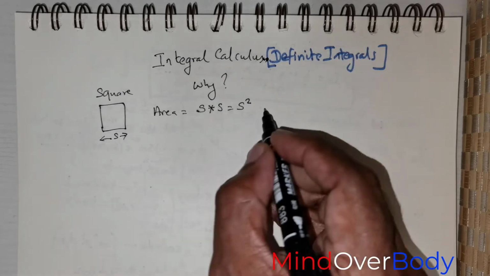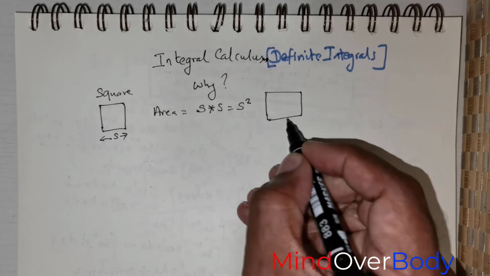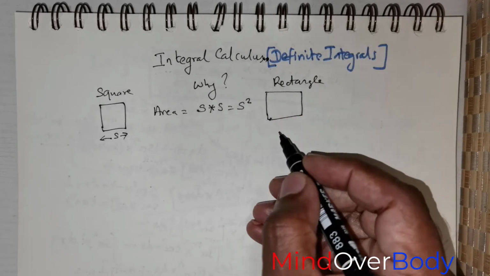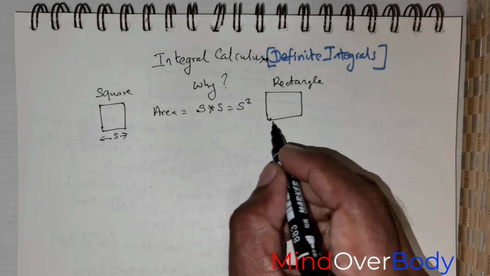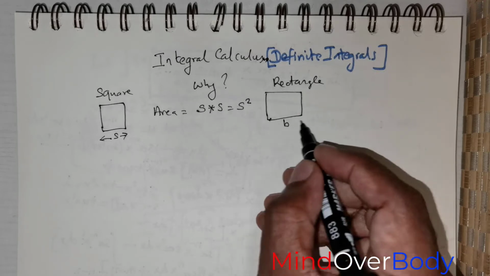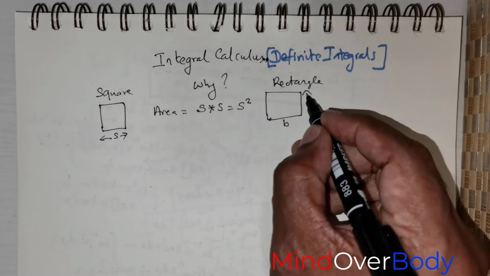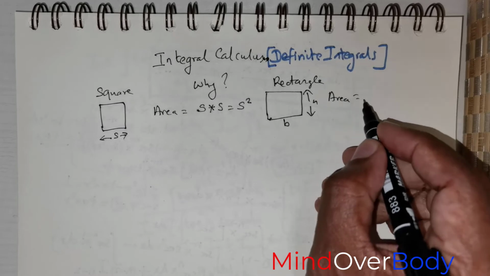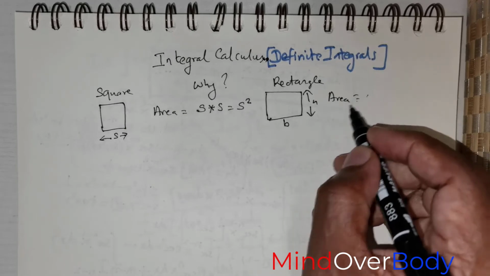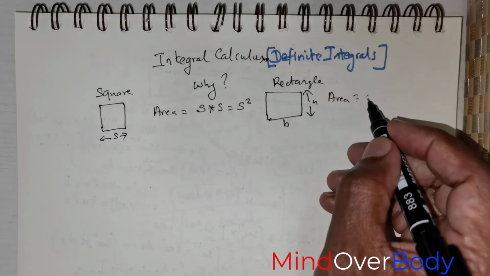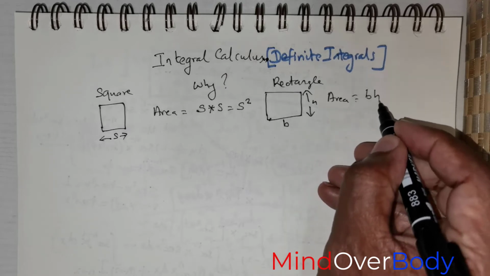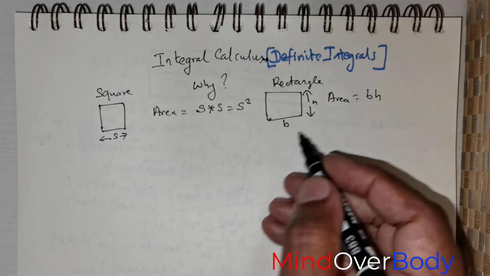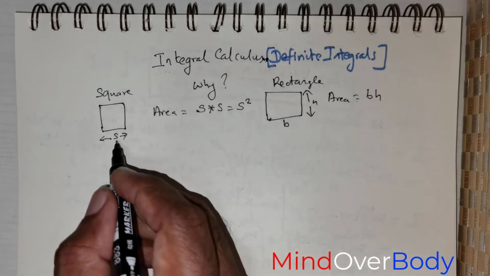Now say for example, we have a rectangle and the area is required, and we have this side to be the breadth and this side to be the height, and we would want to get the area of this rectangle. Then that area would be b into h. We can also call it either breadth into height or width into height. So both ways you can make the representation for the rectangle.